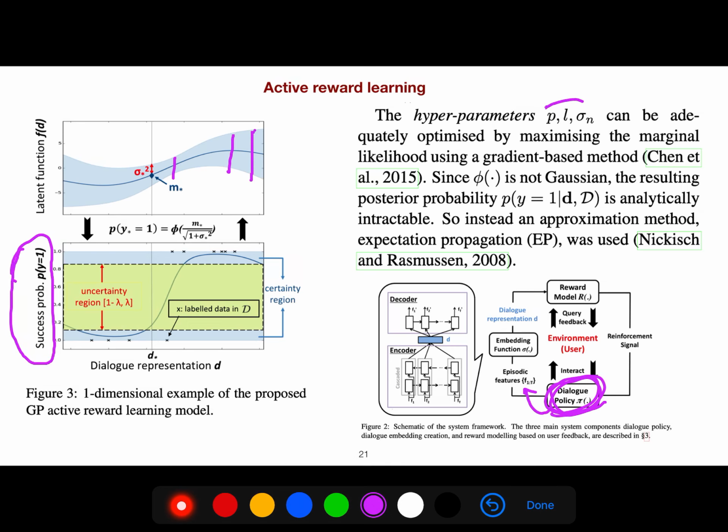The hyperparameters, as I said, can be adequately optimized by maximizing the marginal likelihood using a gradient-based method. But phi is cumulative and not Gaussian, so the resulting posterior is analytically intractable. So we approximate it, and we use expectation propagation.